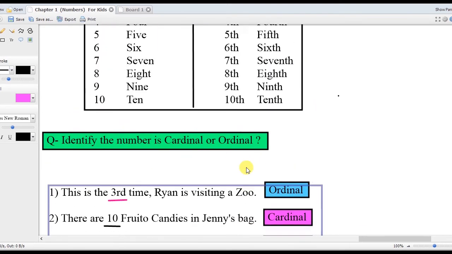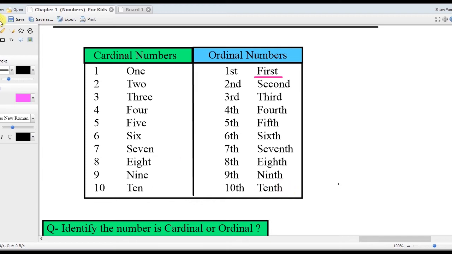Before moving on, let me add one more thing. See, if I say 2, what does it mean? It means there are two number of objects, right? If I say 3, there are three number of objects. If I say 4, there are four number of objects, right? Or things. But look over here. If I say second, the position of this thing is second.